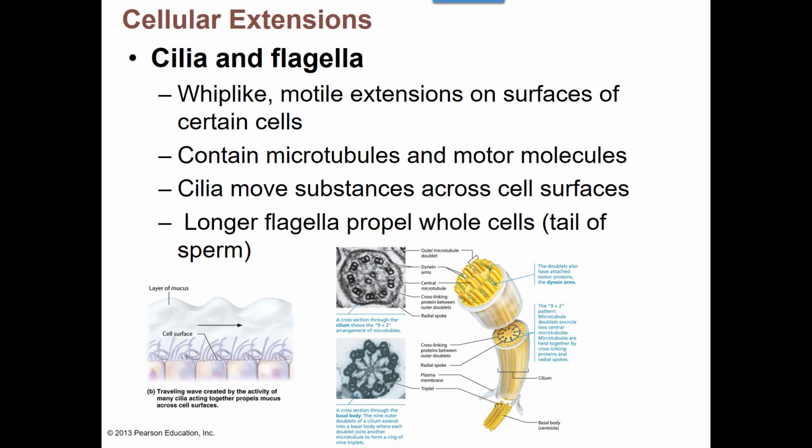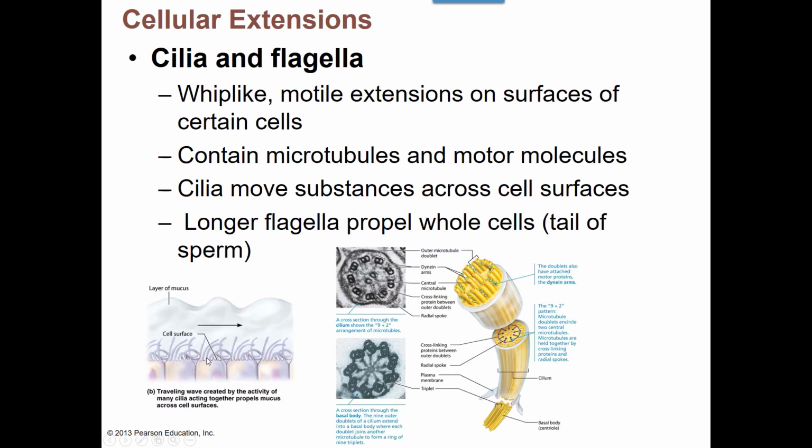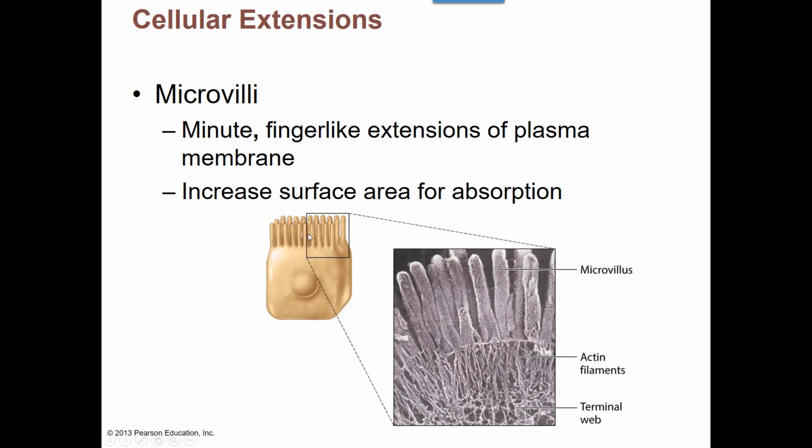Now, if a cell has microvilli, another cellular extension, they look like little finger-like extensions. And everyone's like, so they look like cilia. A little bit. But the big difference is these don't move back and forth. Their main job is just to increase surface area. They're not beating back and forth, they're not moving anything across it. They just have lots and lots of surface area.